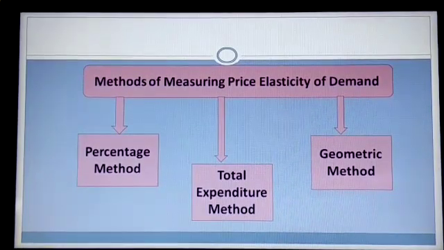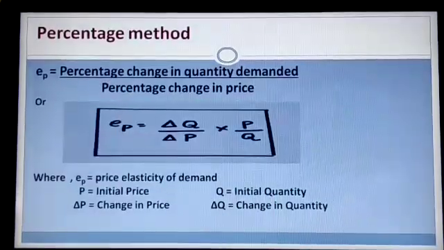Basically, there are three methods: the percentage method of measuring price elasticity of demand, the total expenditure method of measuring price elasticity of demand, and the geometric or point method of measuring price elasticity of demand. We'll move on to the explanation of the first method, the percentage method.